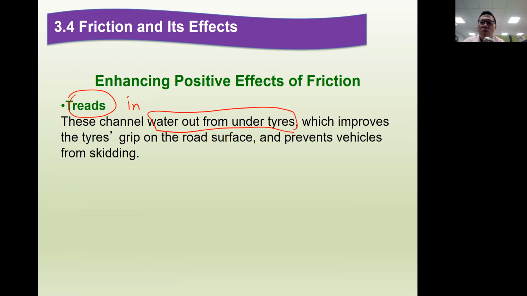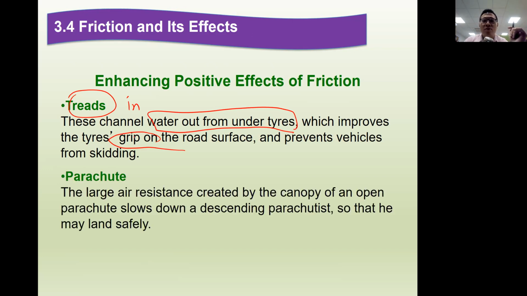When it's raining, you find this tread has small grooves or small drains for the water to seep out of the contact area between the wheel and the floor as soon as possible. When the water is able to seep out as fast as possible, it increases the tire grip on the road surface. Less water, less slippery, or what we call more friction. As a result, your car will not skid so easily.